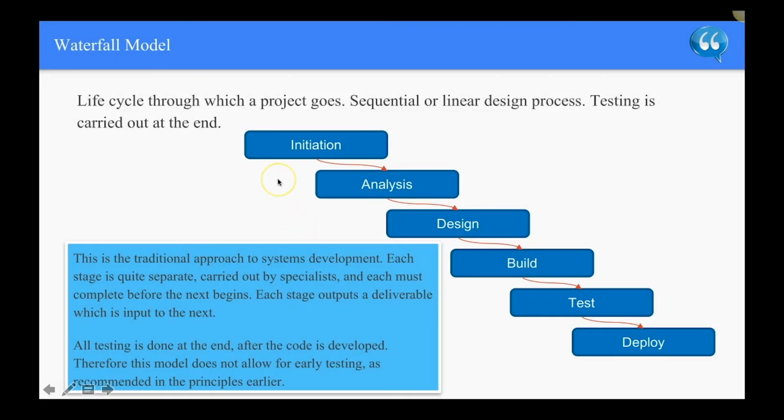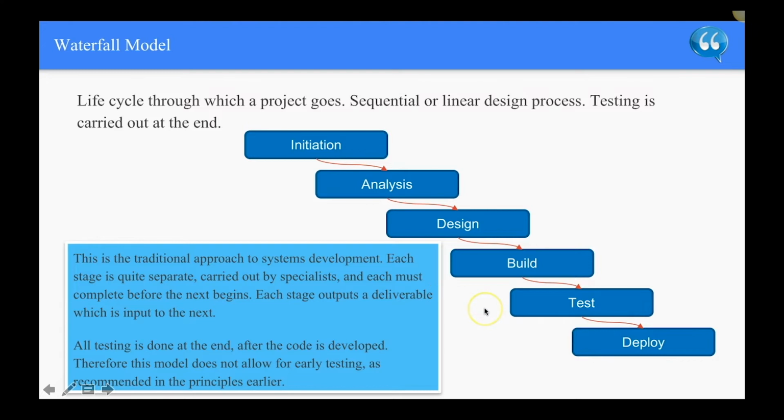Here's an example of a waterfall model. As you can see here, the shape is like a waterfall. So it's the life cycle through which a project goes, as a sequential or linear design process. Testing is carried out at the end. So that's not very ideal, as we mentioned in the first section that early stage testing is better than later stage. So it involves this sequence: initiation, analysis, design, build, then test, then deploy.